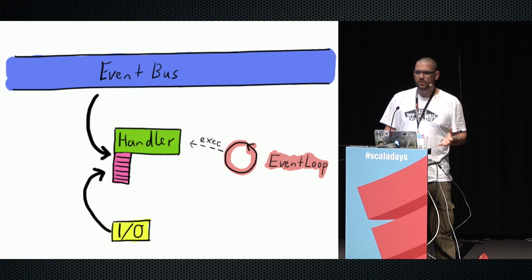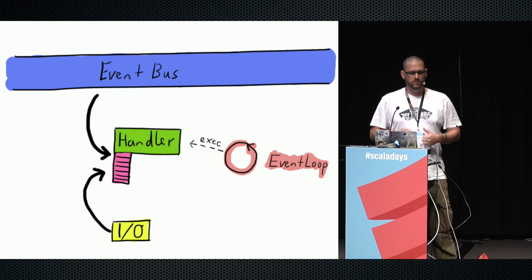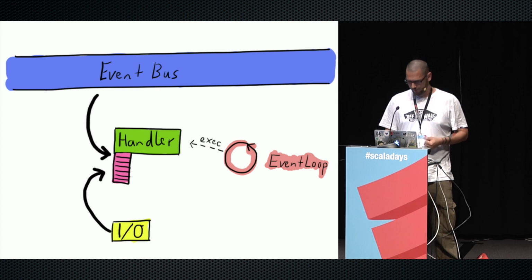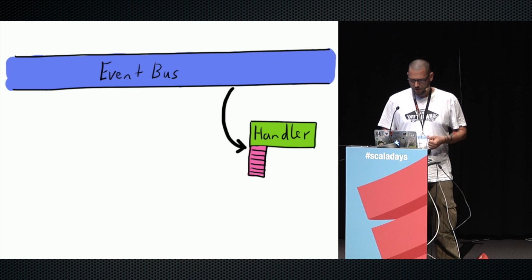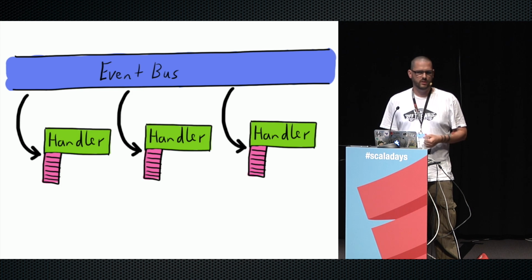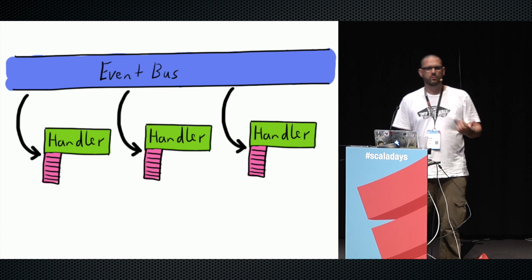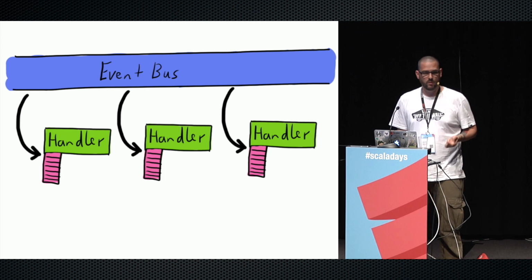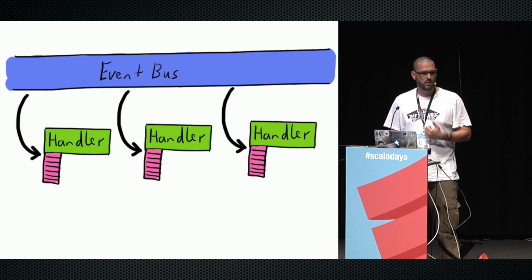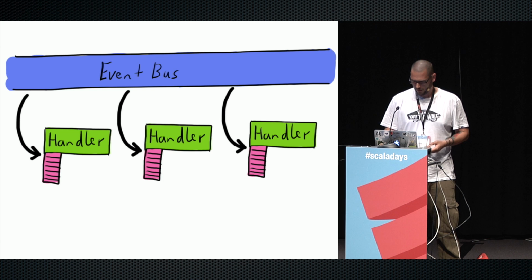So this is basically it. These are the building blocks, the handler and the event loop. Now, the nice thing is, as I already said before, these handlers can register now through the event bus. Multiple handlers can register there. We even allow handlers to register under the same name, which allows us to do instant round robin there. That is a property I'll show later on in the clustered mode.